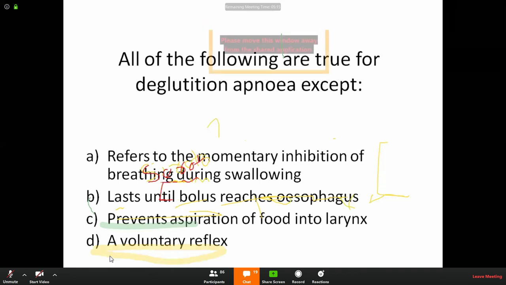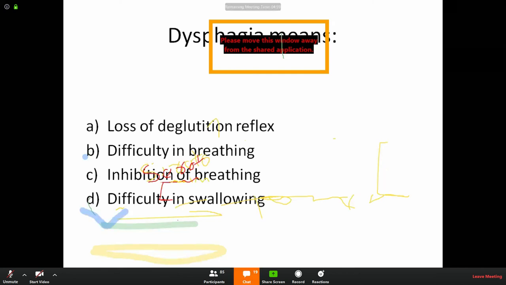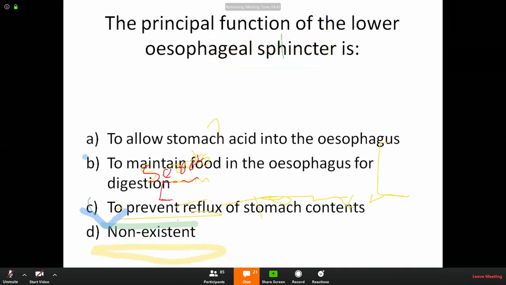Then dysphagia means difficulty in swallowing. Difficulty in breathing, inhibition, or difficulty in swallowing. Difficulty in swallowing. Pain in the mouth.